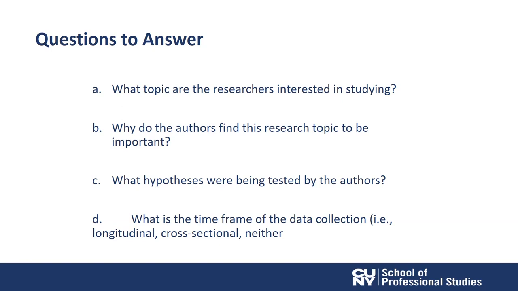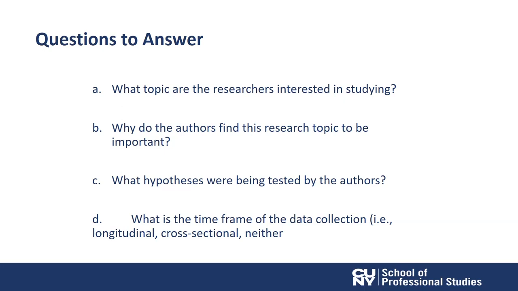Next, why do authors find this topic to be important? Authors lay that out for you. You do not have to guess. Again, everything is there in the paper. It's part of the background and justification. It's part of the process of writing a background and justification that you explain why a topic is important.